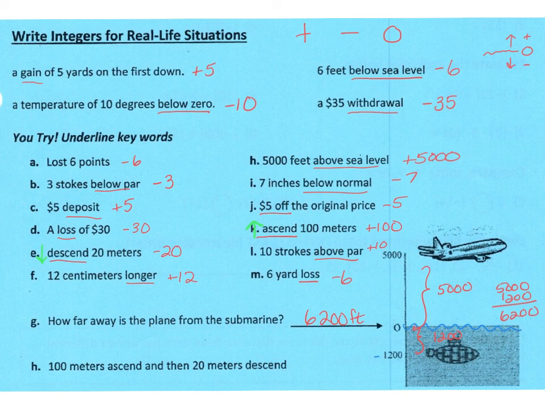Last but not least, letter H has nothing to do with the picture. We just need to be able to use our vocabulary words a little. So if we're in an airplane and it does ascend 100 meters, that means we're going up 100. But then it goes down by 20 meters. It descends 20. So if we were up at 100 and we go down 20, where would we end up? Well, we would end up at 80 meters.